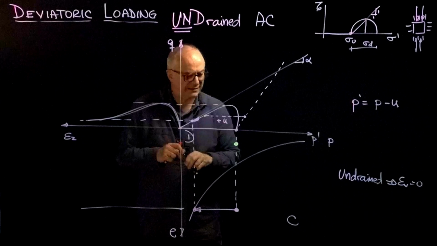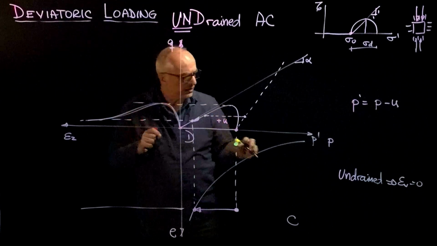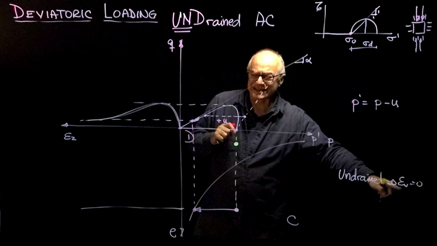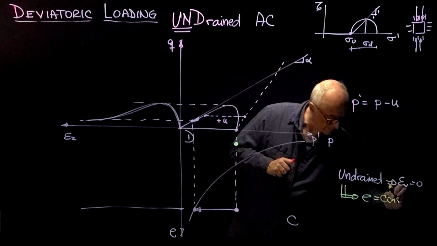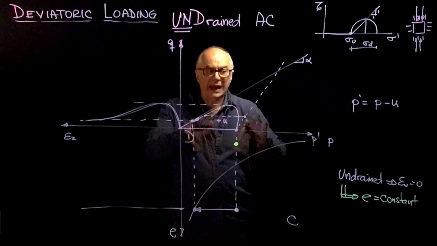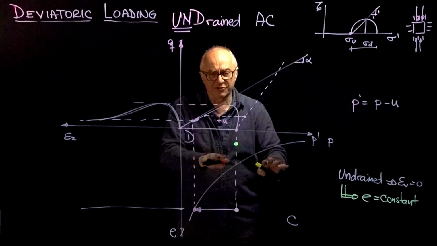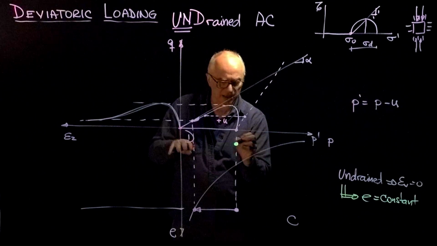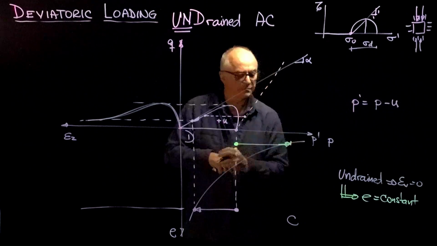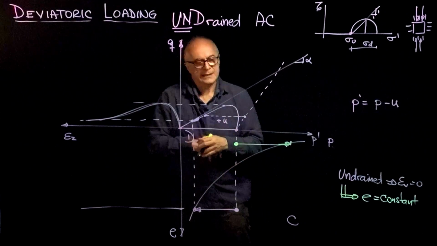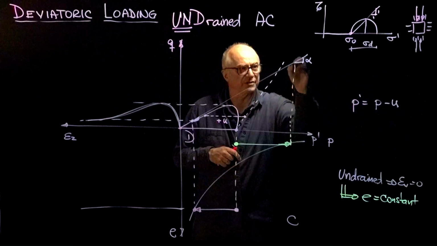I jumped too fast. Let's start with what we know. What do we know? That the soil will shear at zero volumetric strain, at constant void ratio. Therefore, I don't know what will happen at the top, but I know here where the soil will find the failure line, which is at constant void ratio. It will go up to this point. So now, let's see how that is going to look. So this is going to be a point on the failure line here.